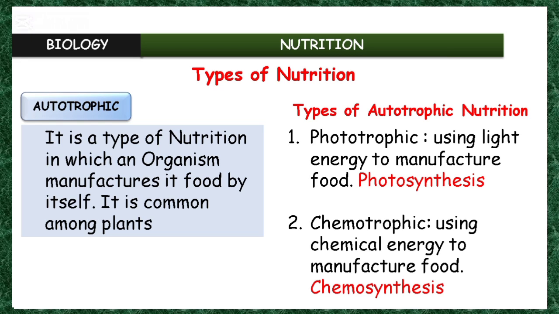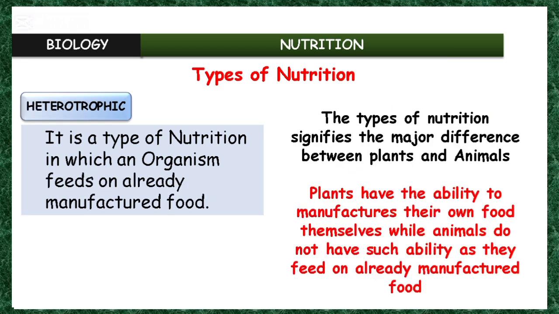Then the second one is heterotrophic nutrition. In this case, the organisms involved feed on already manufactured food. They depend on already manufactured food. This food is already prepared. They only go on to feed on it and make use of the food. So that is the heterotrophic mode of nutrition.